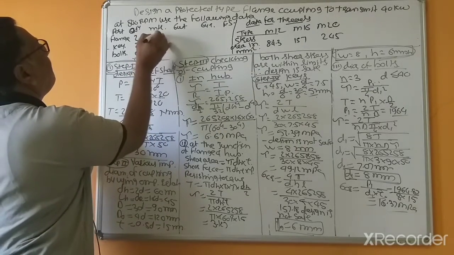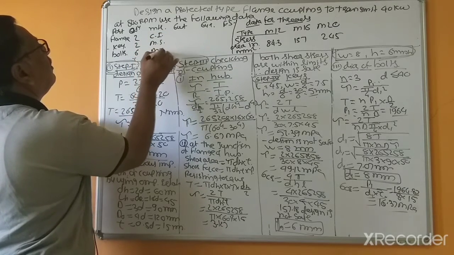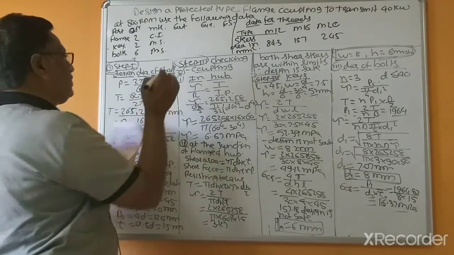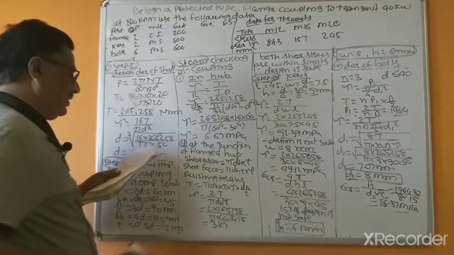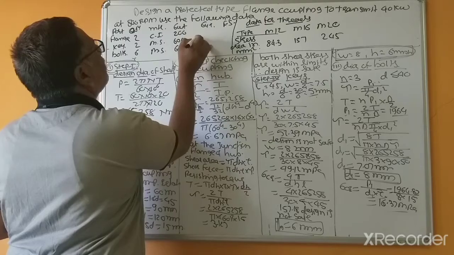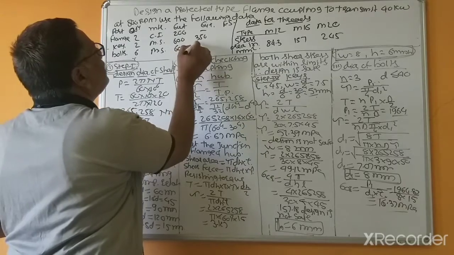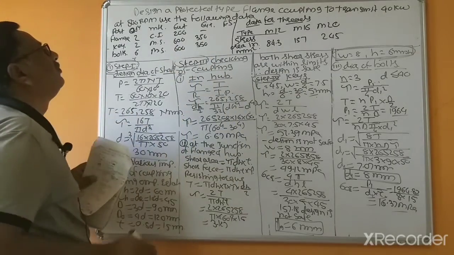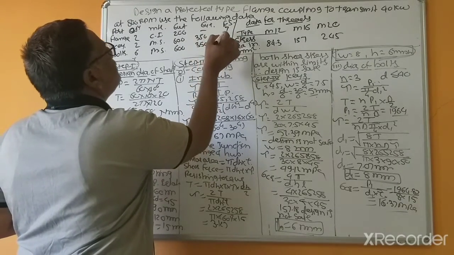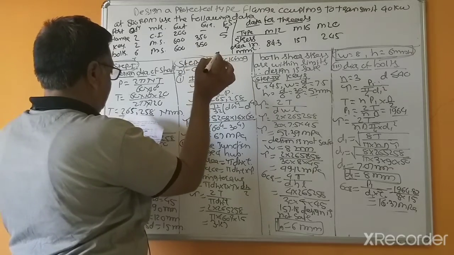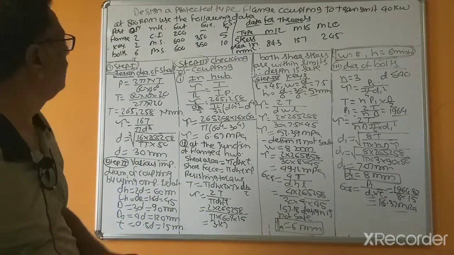Material: CI, MS, MS. Sigma ut is 200, 600, 600, and sigma yt is 350. For cast iron materials, the tensile yield stress is not available, that's why dash. Factor of safety for the flange is given as 7, for keys it is given as 5, and for bolts it is given as 10. Right.